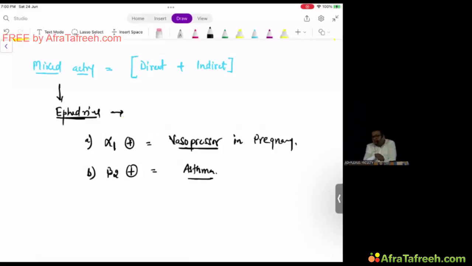That's all about mixed acting, nothing much. No question is ever asked on ephedrine. Only vasopressor in pregnancy, this point sometimes may be asked. Safe in pregnancy, does not affect placenta or fetus. So if a pregnant woman develops hypotension, ephedrine is a good drug. So we have completed all adrenergic drugs.